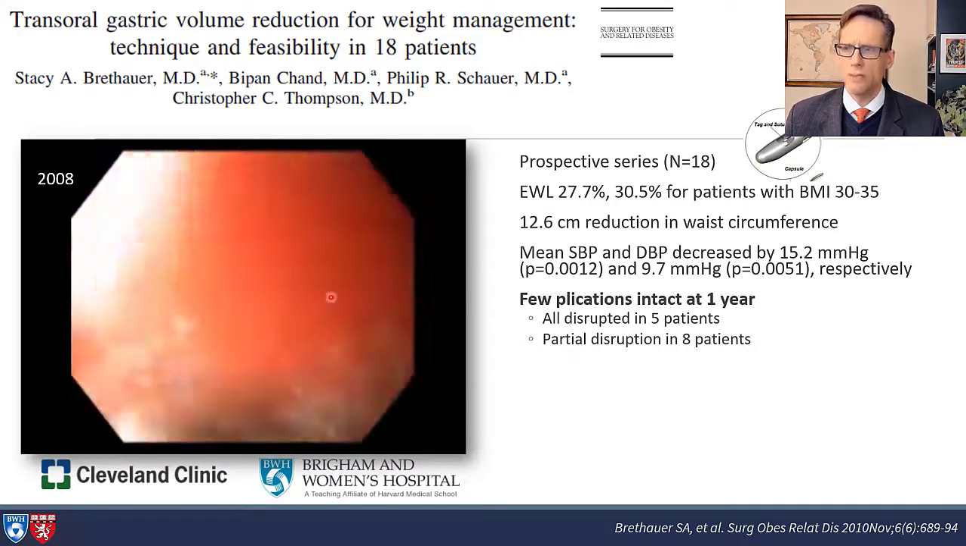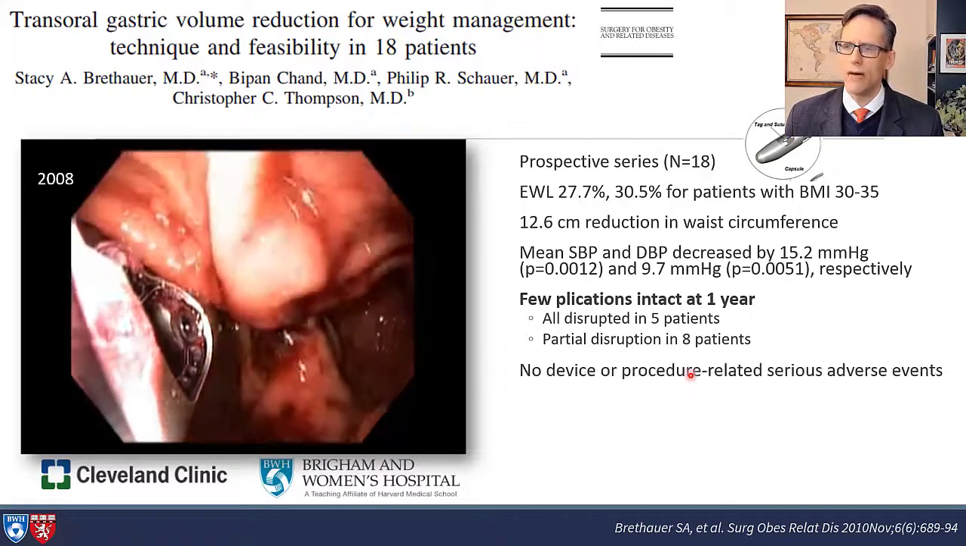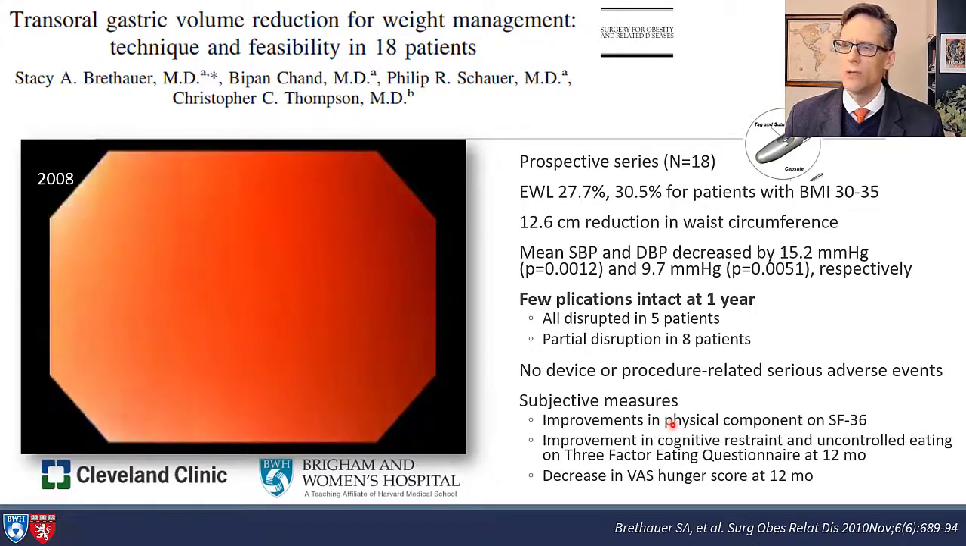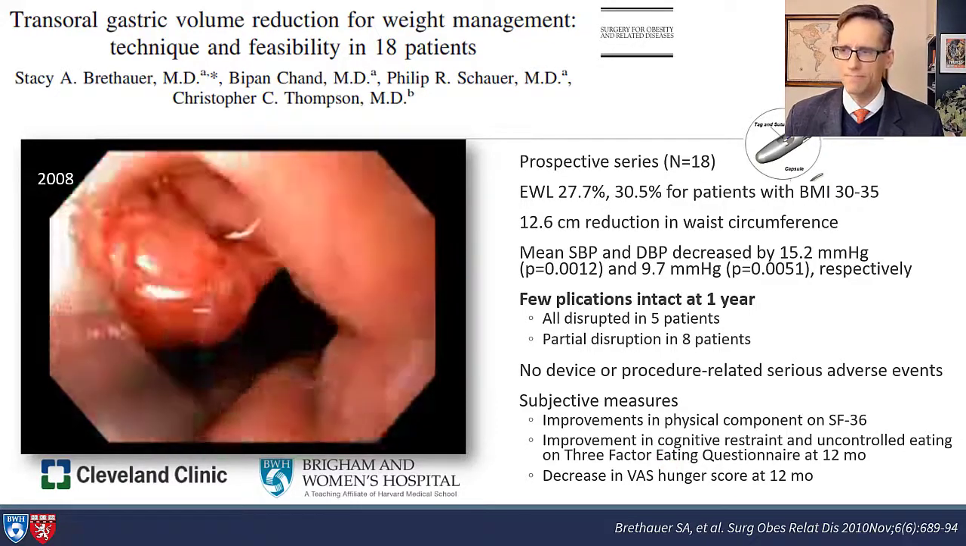However, this was a suction-based suturing device. It wasn't full thickness, and the majority of plications had fallen out at 1 year. And there were no other complications, but the company decided not to pursue this therapy.